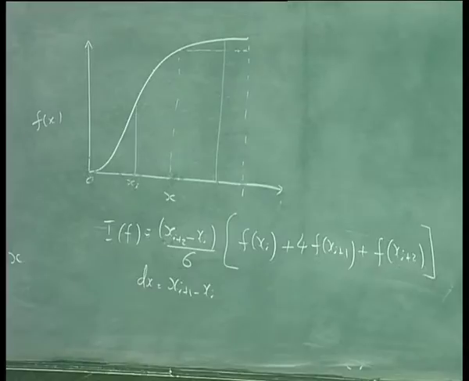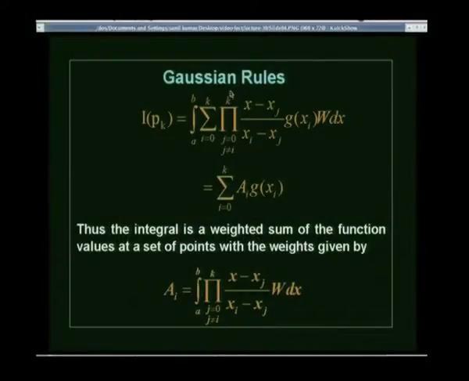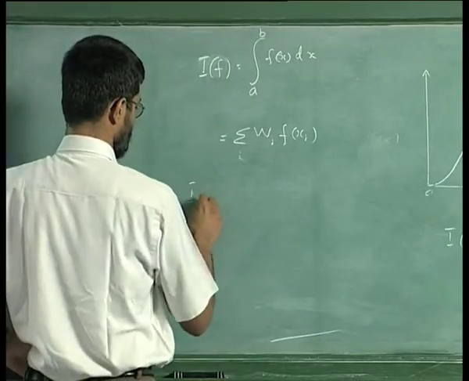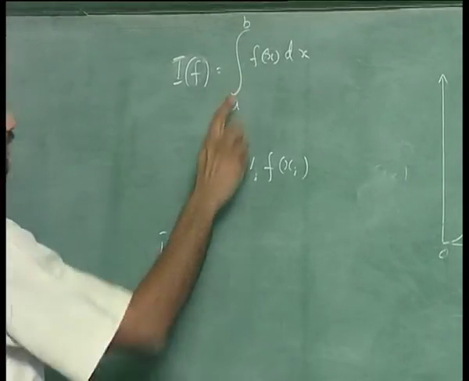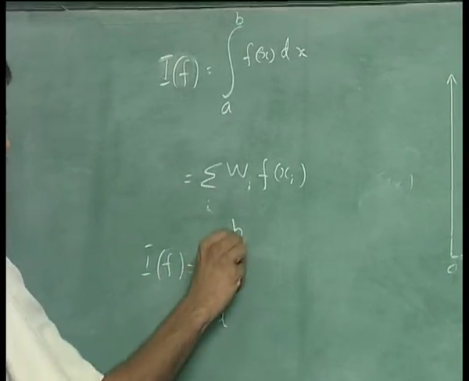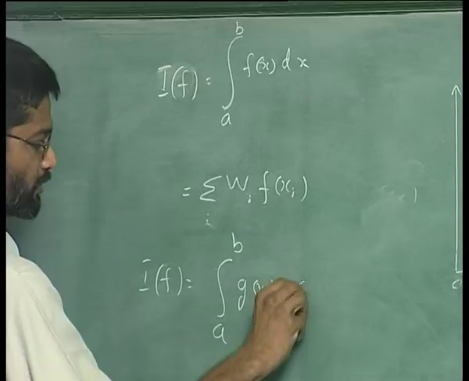So now let's go into the next set of rules, which are the Gaussian rules. This is something which we discussed in detail in the last class. We now evaluate the function I of f. This is slightly different from the earlier methods because instead of f of x dx, we are going to write I of f as the integral from a to b of g of x w of x dx.